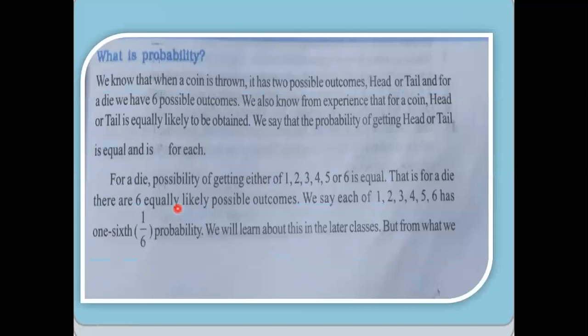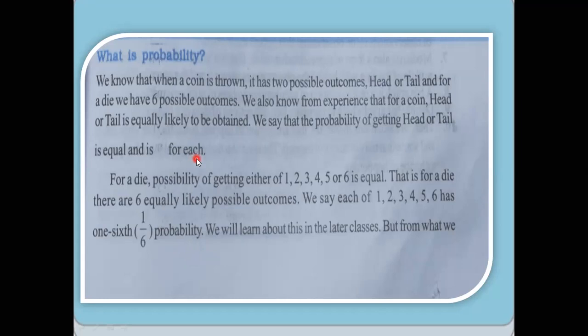Next, we will see what we mean by probability. What is probability? We know that when a coin is thrown, it has two possible outcomes, head or tail, and for a die, we have 6 possible outcomes. Suppose you want to play a match, first we do the toss, and it may come head or it may come tail. In the same way, when you are playing Ludo, you have a dice which has 6 numbers. We also know from experience that for a coin, head or tail is equally likely to be obtained. We say that the probability of getting head or tail is equal.